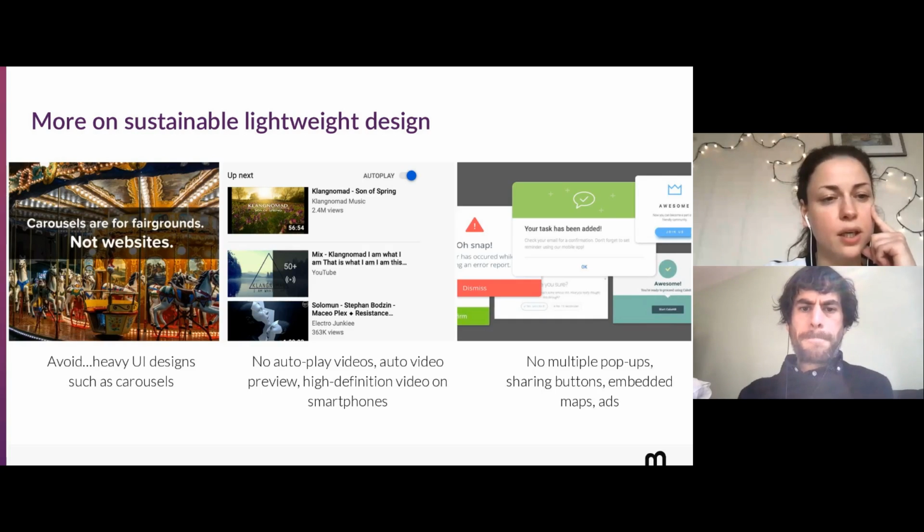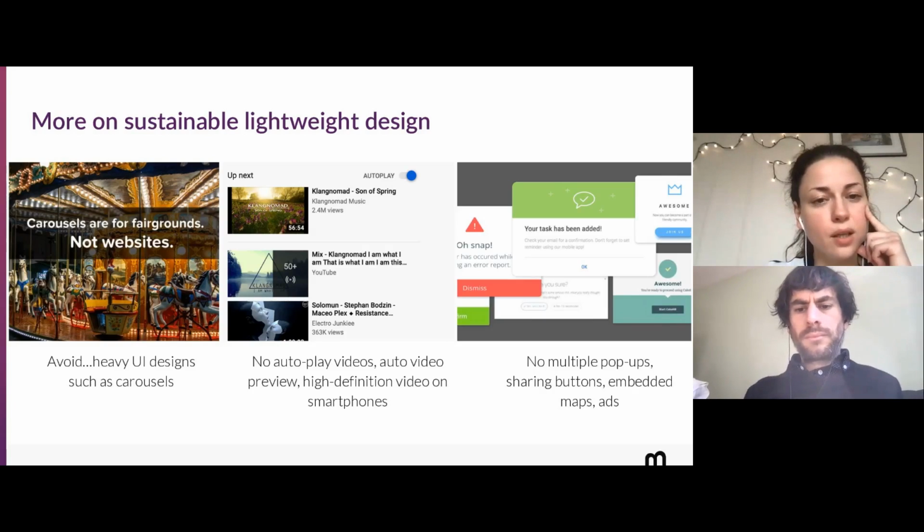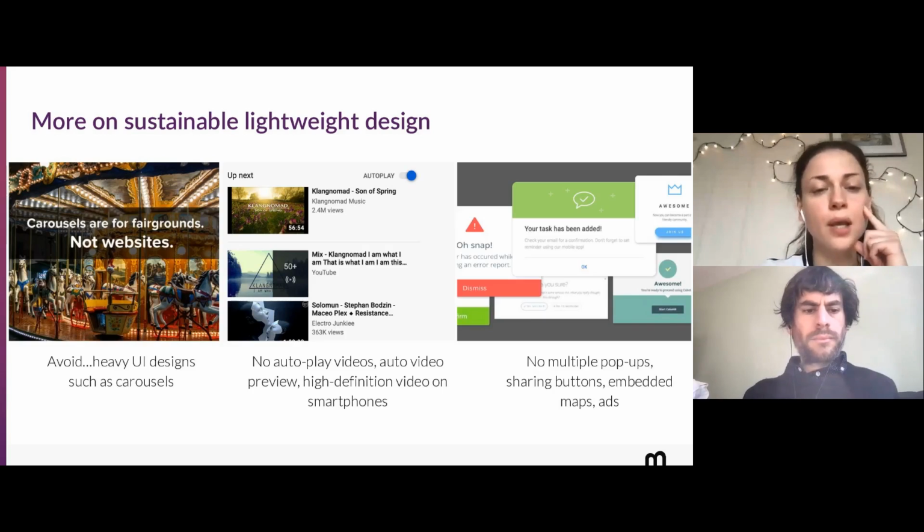Avoid heavy user interface designs such as ubiquitous carousels that require way too much energy. No autoplay videos, auto video previews, and also unnecessary high definition videos on smartphones, because anyway, you can't see the difference. So all those things will help to reduce the energy loss. And last but not least, multiple pop-ups, sharing buttons, embedded maps, all that third-party content requires more energy. So if you can minimize that, that would be great.